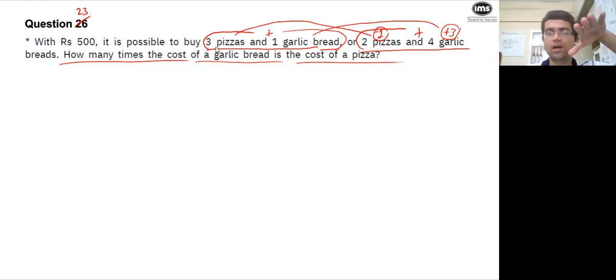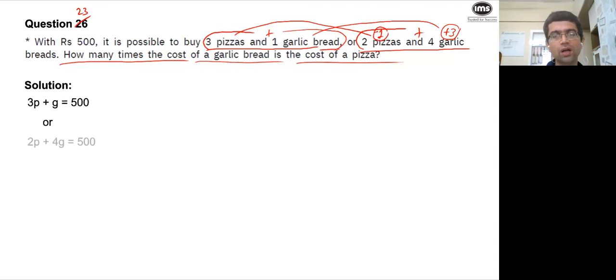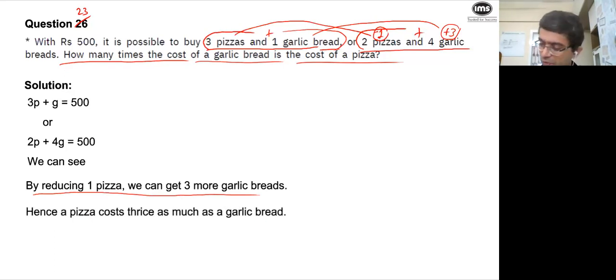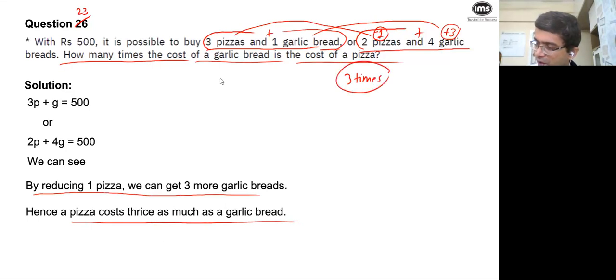Pizza reduced by 1, garlic bread increased by 3. So the cost of 1 pizza has to be same as 3 garlic breads because the total remains same. So this is a shortcut. Either you form equations and you can get it, or just use the logic: reducing 1 pizza, you get 3 more garlic breads. So cost of a pizza should be equal to 3 times the cost of a garlic bread. So the answer is 3 times. So again, observation based question. No need to write the solution at all.